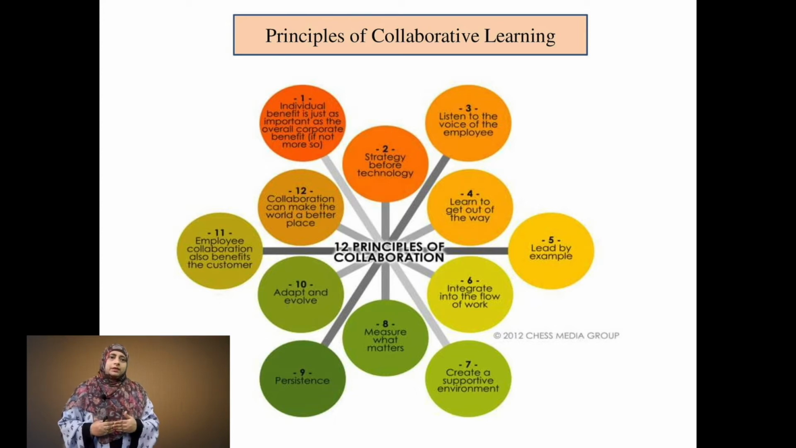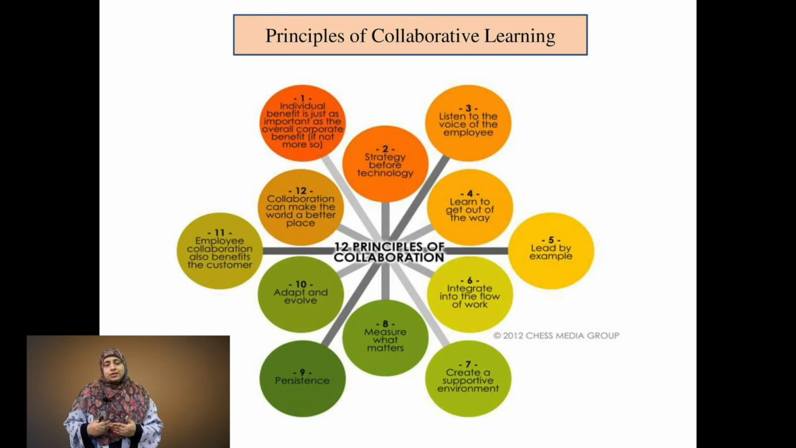Then the seventh principle is create a supportive environment. When you are talking about a role play, if you are asking the students to enact something, you have to provide an environment where they can enact the scene. When you provide such an environment, it will encourage the students to demonstrate the things which they are doing well. Then the eighth principle is measure what matters.